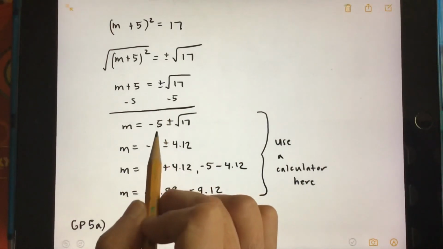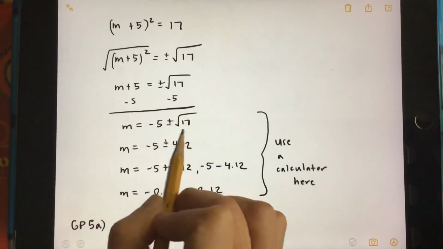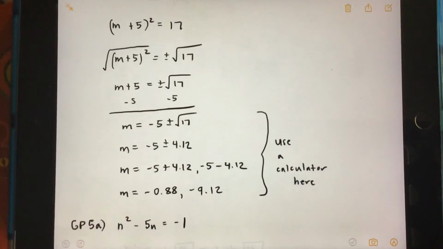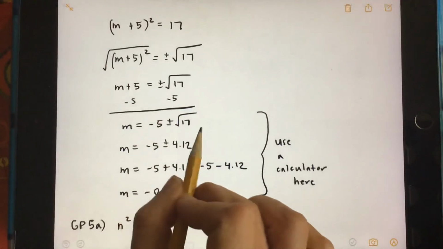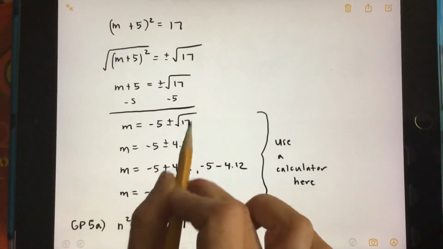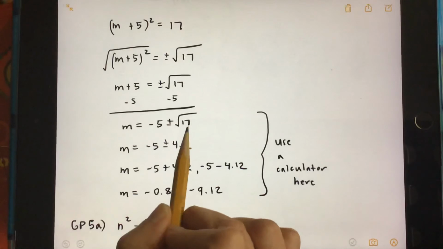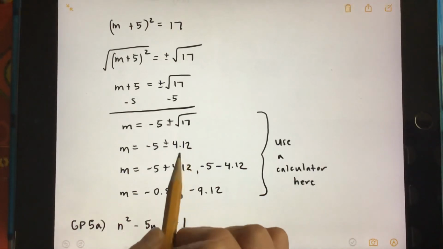Notice I put the negative 5 first and the plus or minus root 17 last. Remember, the protocol here is that we want that radical at the end, so it can't be confused as to what is inside of that radical and what is outside. So that's why we're not putting the minus 5 over here, where we could get confused as to whether or not the minus 5 would be in or out of the radical. The radical will be at the end here. We'll use our calculator at this point to figure out what the square root of 17 is to the nearest hundredth.